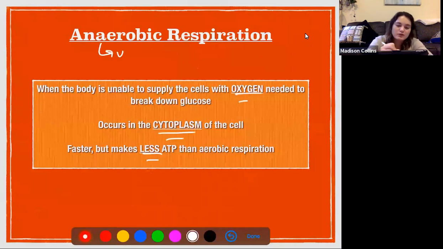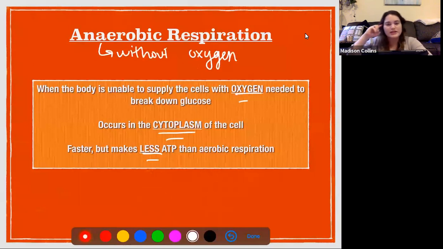Okay, so this is done without oxygen. And it's done when your body needs to make that quick energy in that high intensity workout where your body's not getting enough oxygen, but we still have to make ATP and we still have to make it through that workout. So that's when your body utilizes anaerobic respiration.